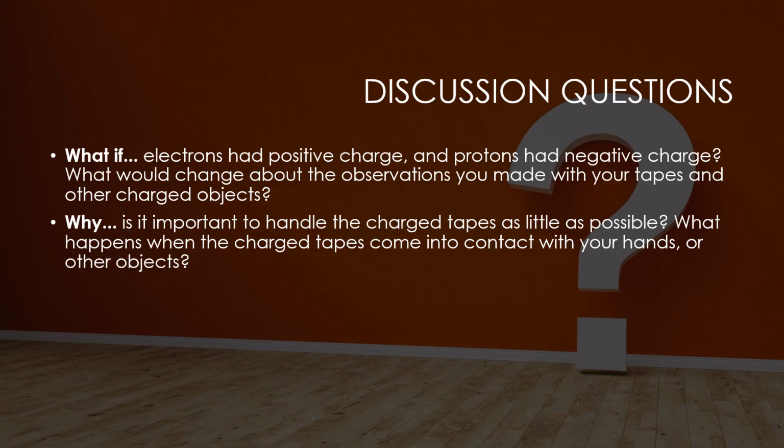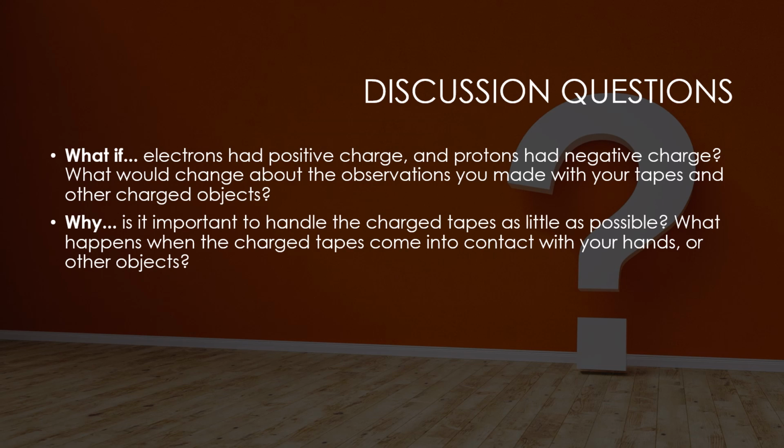Some discussion questions to think about are what would happen if our understanding of charges were flipped and how that would affect our observations. Nothing drastic would change. Simply, protons would become known as negatively charged and electrons would be known as positively charged. Opposites would still attract and likes would repel. Mechanically, nothing is changing.